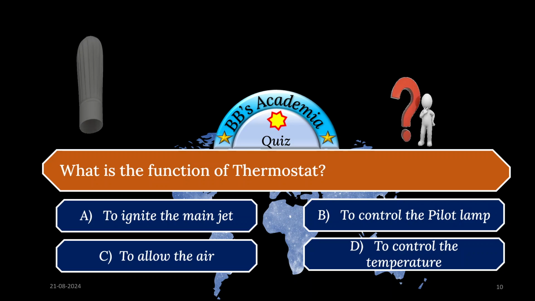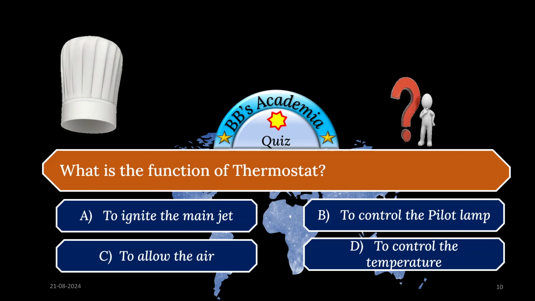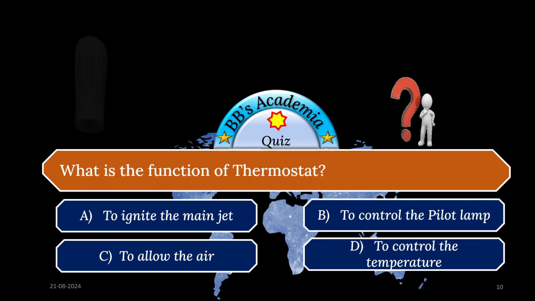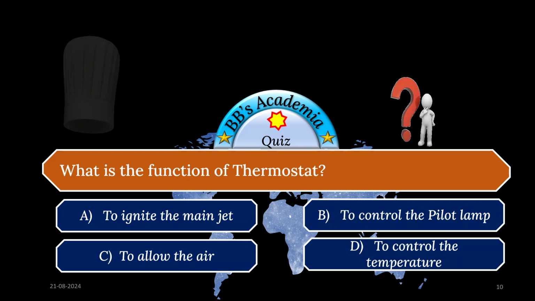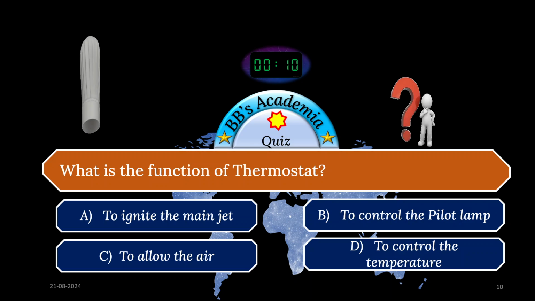Option C, to allow the air. It is talking about the ventilation. And option D, to control the temperature. Okay, so these are the four options displayed on your screen against the question. 10 seconds allotted, and your valued time starts now.